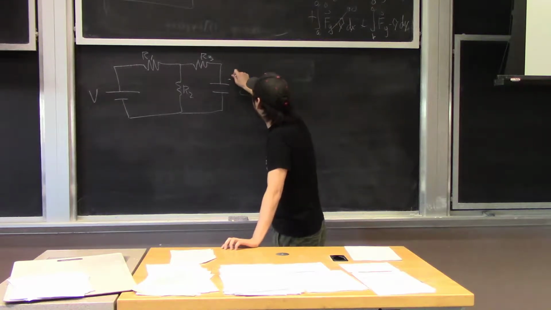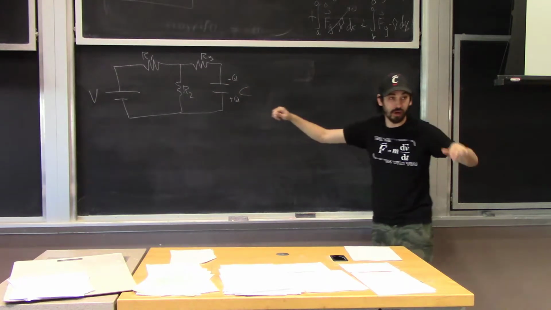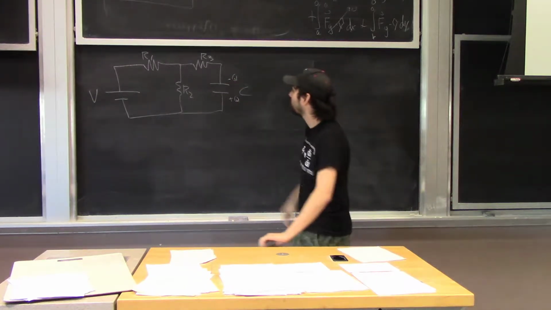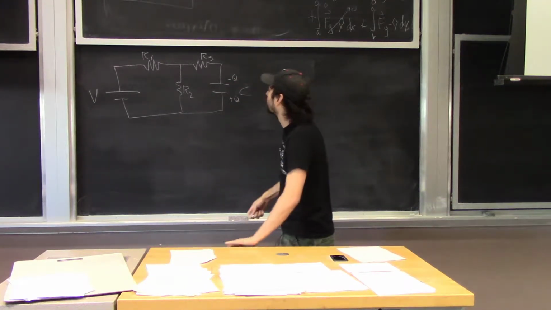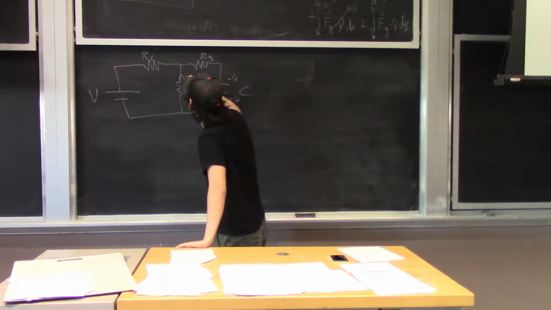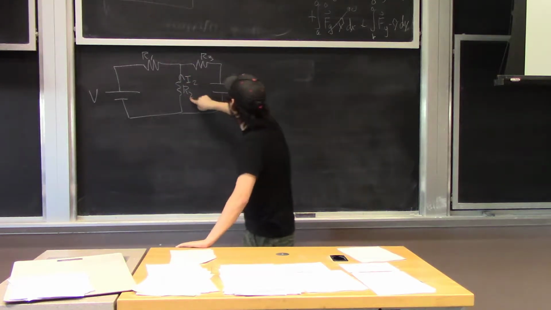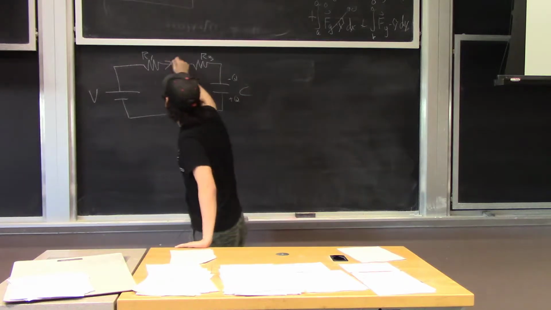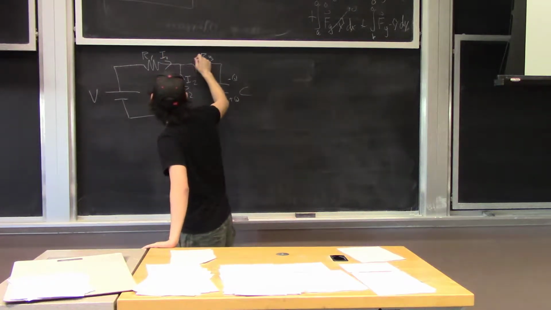So the first thing I'm going to do is I'm going to label the charges on the capacitor. So this is going to be some minus Q, some plus Q. Like I said, I could choose this to be either way. In the notes, I chose this to be a plus Q. Now let's label the current. So I'm going to say that there's some current I, let's call this I2 because this is the R2. This is some current I1, and then this is some current I3.